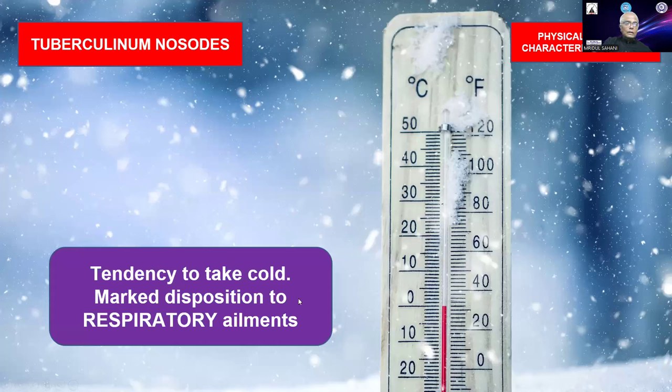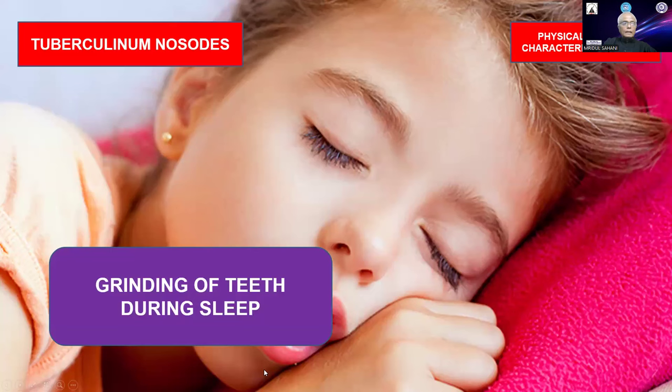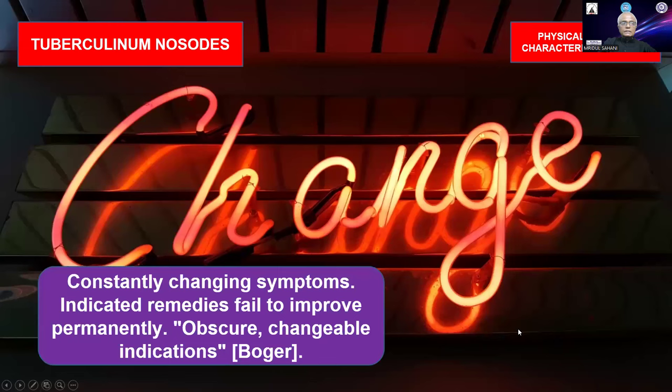Tendency to take cold, marked dispositions to respiratory elements. These are the important general features for that medicine. Crops of small boils, one after another, coming at one part of the body, then at another; small boils which become yellowish and burst out. Then grinding of the teeth during the night, during sleep, is another important feature for this.